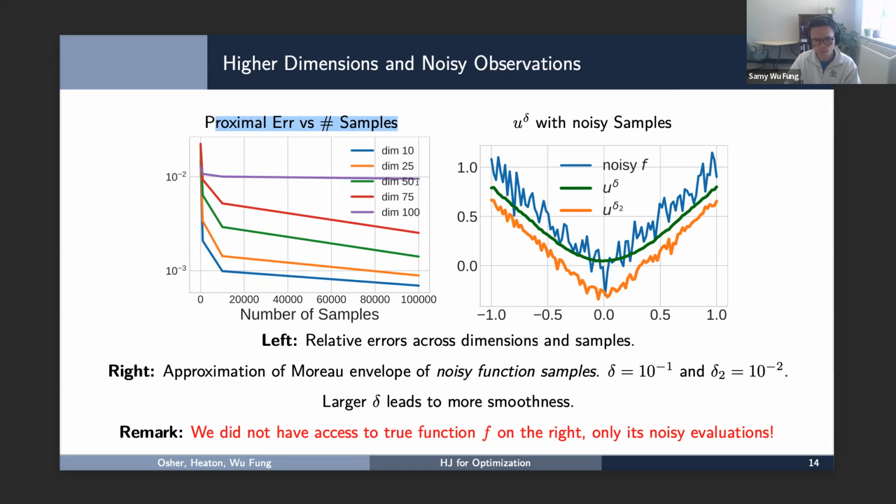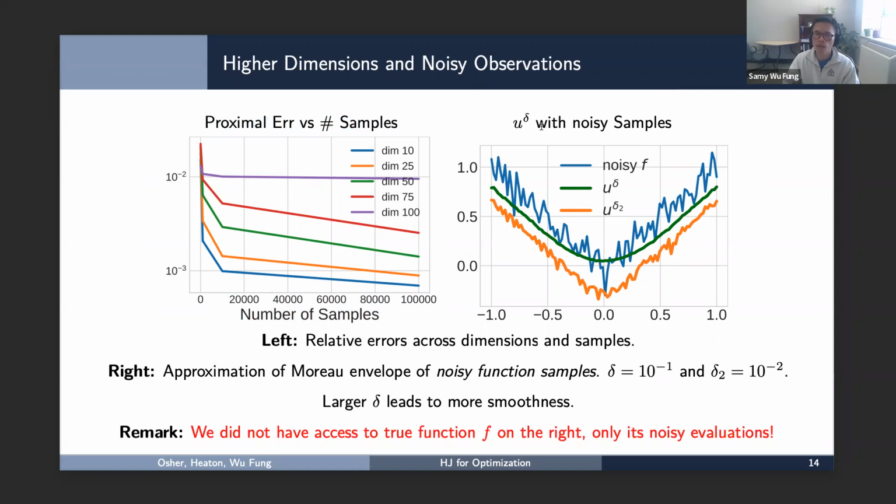goes down. The error goes up essentially, which is expected. But 10 to the minus 2 is not bad for a dimension 100 approximation. And here on the x-axis, what we see is the number of samples. So clearly, more samples means better because we are approximating this expectation more accurately. So this is just the approximation of the analytic proximal across different dimensions and number of samples.